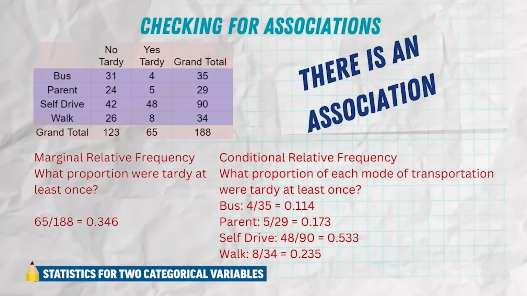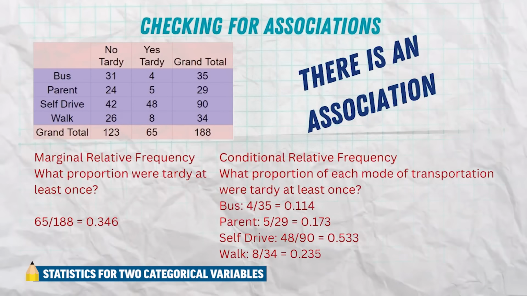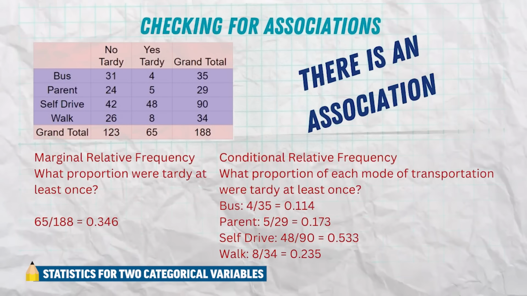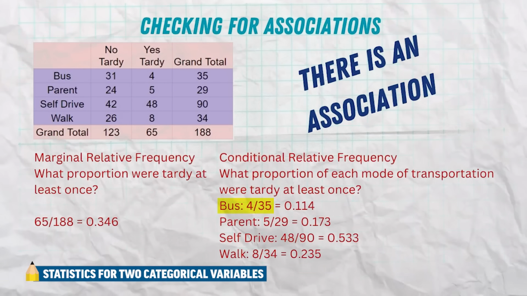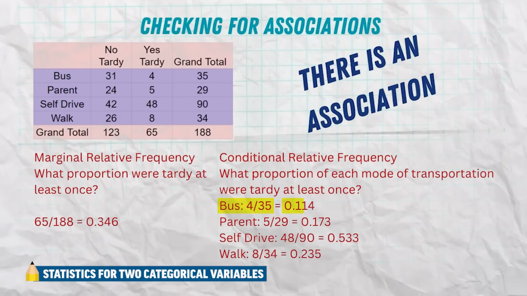For example, once again, we start off with the marginal relative frequency, where we see about 65 out of 188 kids were tardy to school, again about that 34%. But this time, when we look at the kids that rode the bus, of the 35 kids that rode the bus, only 4 were tardy. Wow, it dropped to 11%.